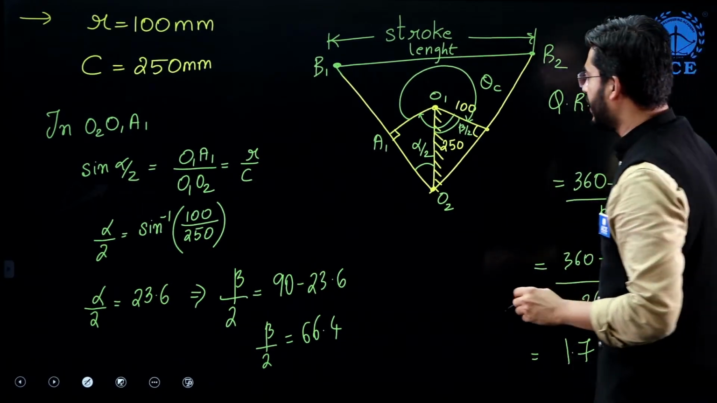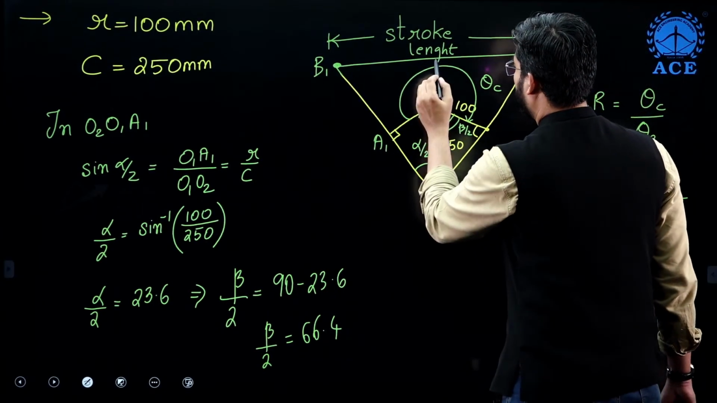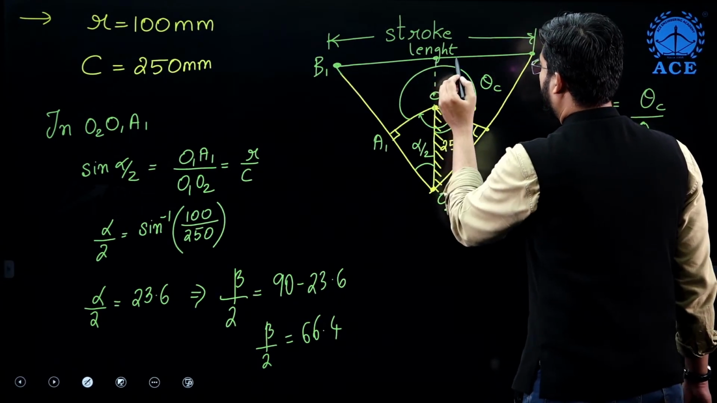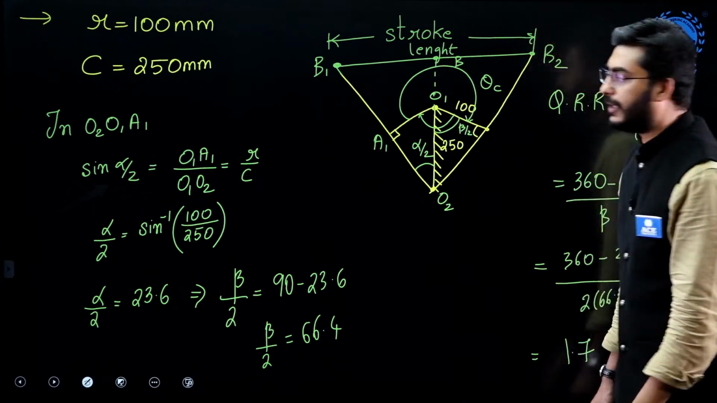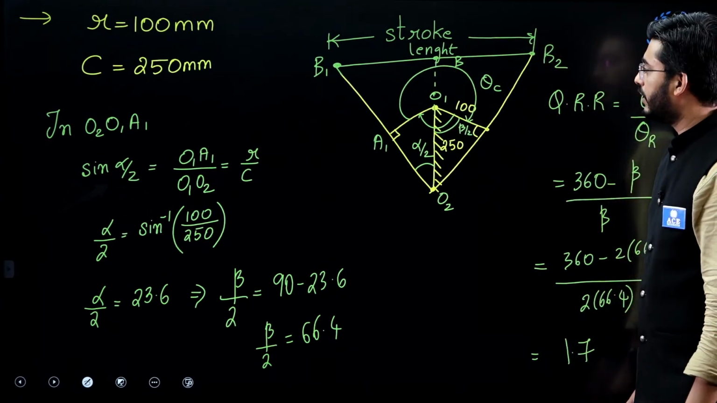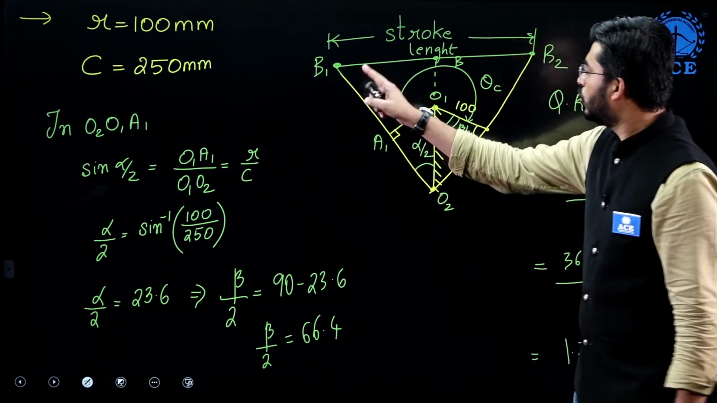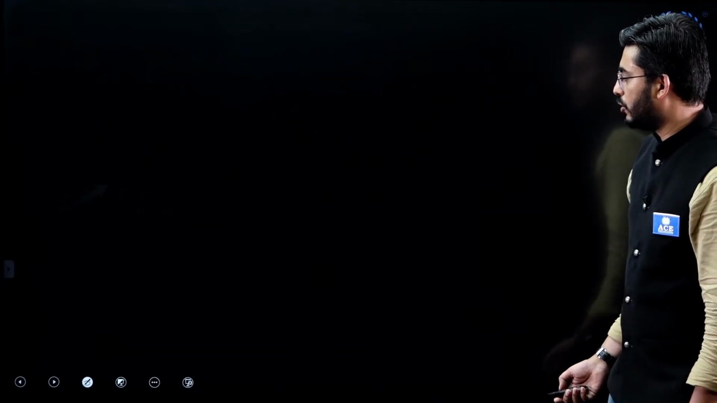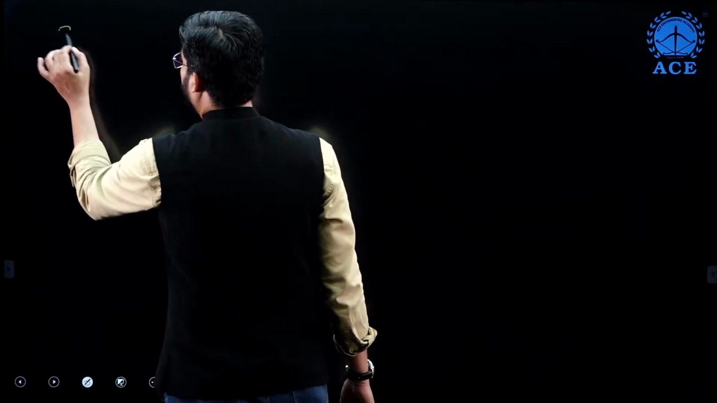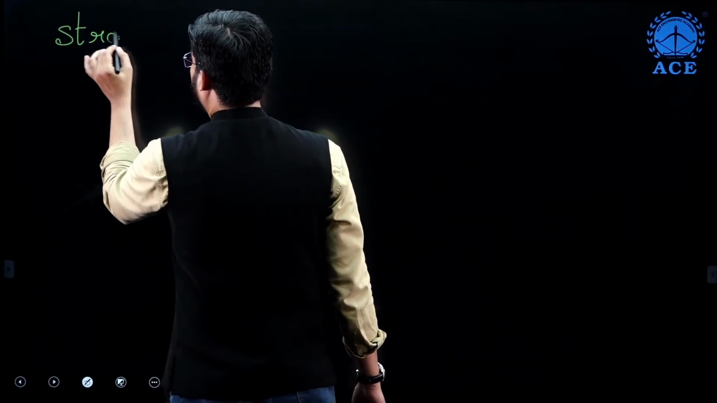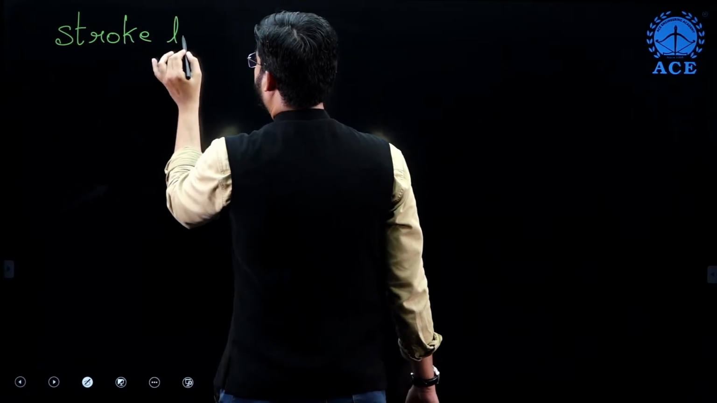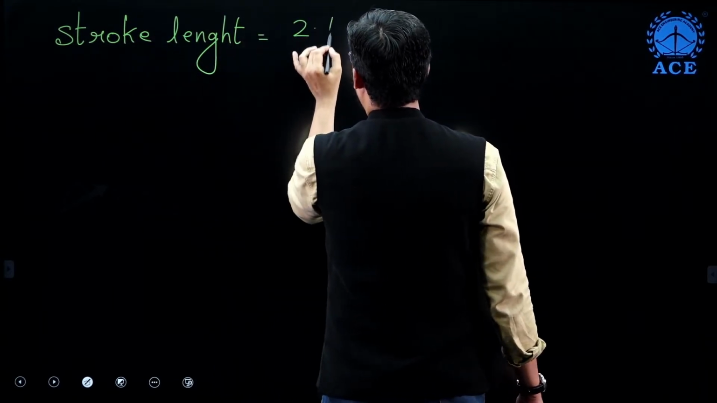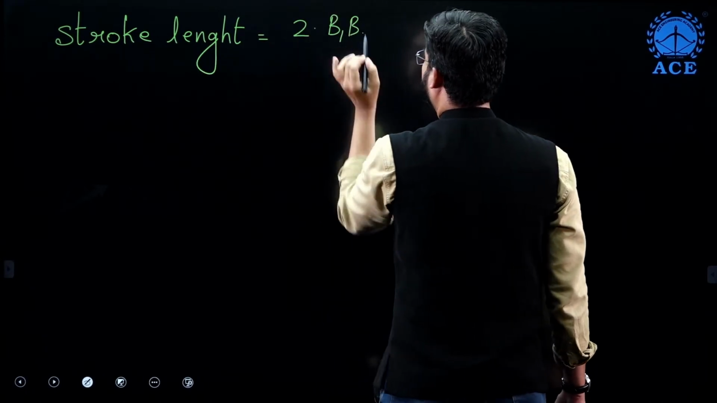Okay. Now if we consider this is alpha by 2, and let us say that this is another point at the middle, let us write this point as B. All right. So stroke length will be 2 times of B1B. Stroke length is 2 times of B1B.